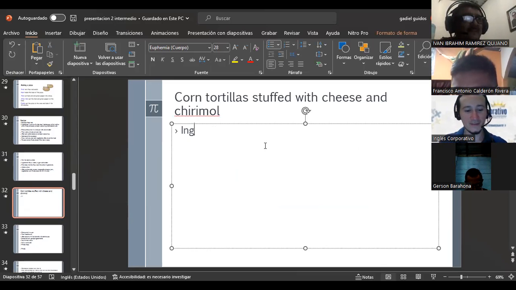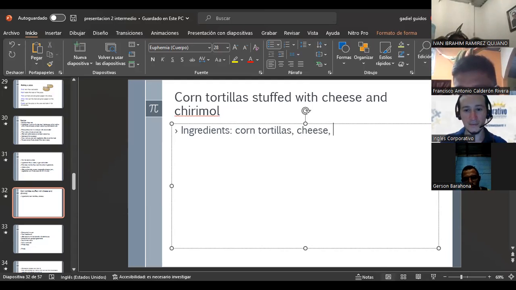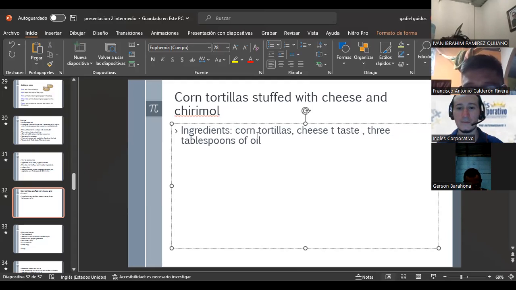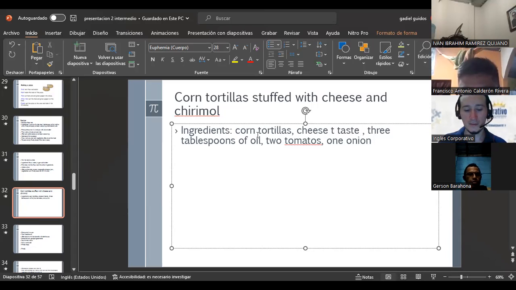The ingredients are corn tortillas, cheese to taste. Okay. Three tablespoons of oil. Two tomatoes. One onion. A little cilantro. Half a lemon. Okay. And salt to taste. Okay, very good. Thank you, Antonio.